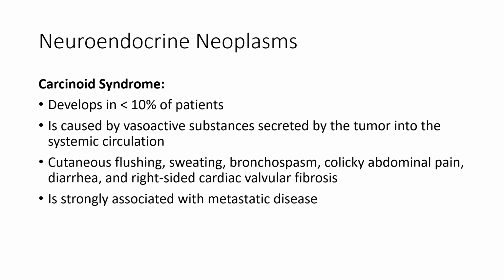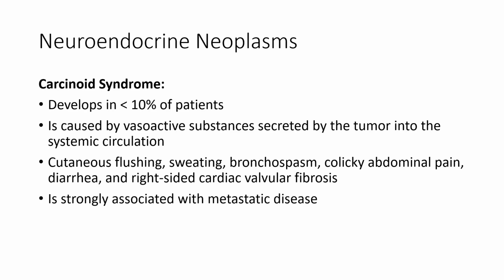Carcinoid syndrome occurs in less than 10% of patients with neuroendocrine tumors, and it is caused by the release of vasoactive substances such as serotonin, which are secreted by the tumor into the systemic circulation. The symptoms include cutaneous flushing, sweating, bronchospasm, colicky abdominal pain, diarrhea, and right-sided cardiac valvular fibrosis.